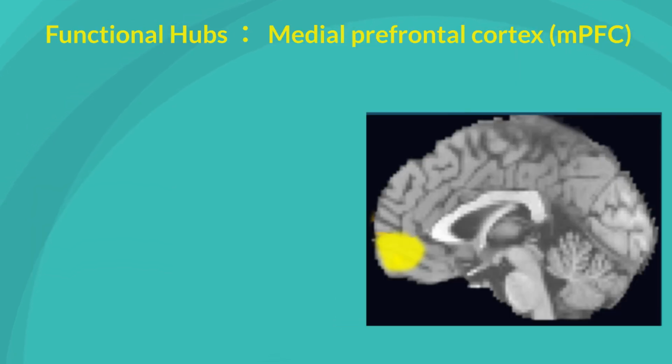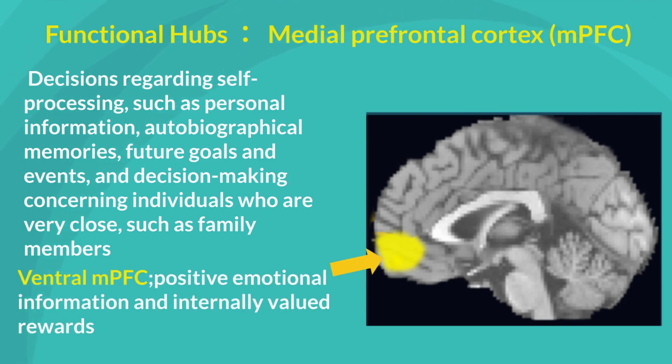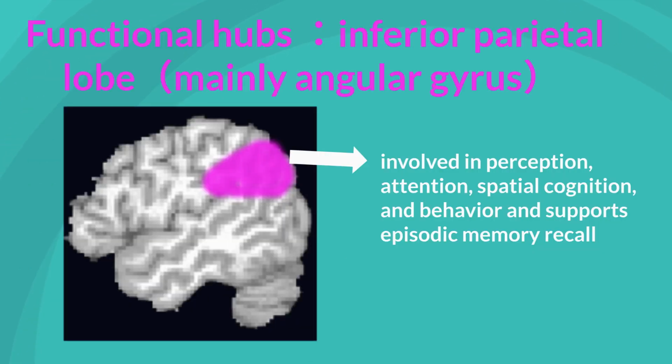The second hub region is the medial prefrontal cortex. This region is involved in decisions regarding self-processing, such as personal information, autobiographical memories, future goals and events, and decision-making concerning individuals who are very close, such as family members. This ventral region is involved in positive emotional information and internally valued rewards. The third hub region, inferior parietal lobe, mainly consists of the angular gyrus. This region is involved in perception, attention, spatial cognition, and behavior and supports episodic memory recall.